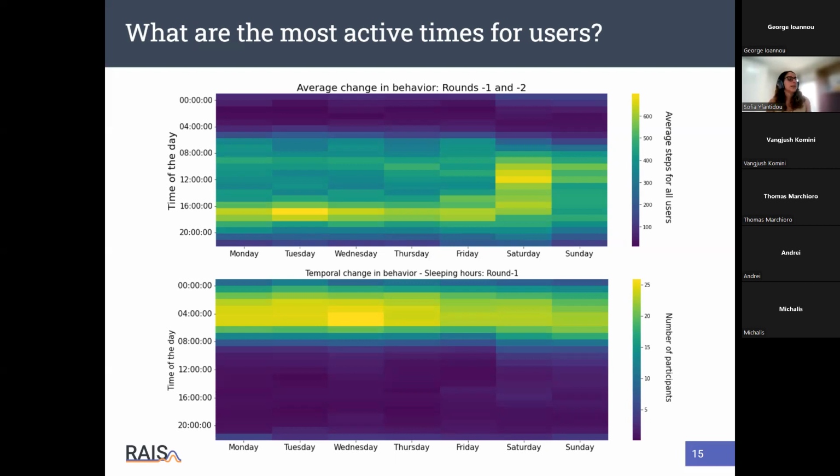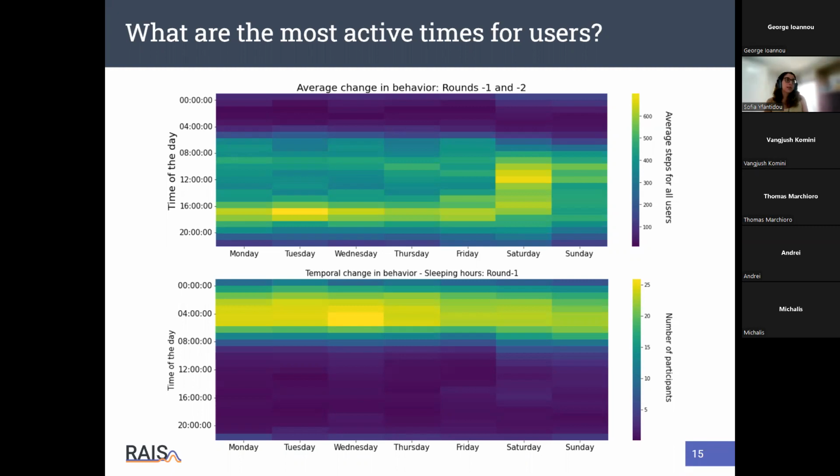Here we notice two things in the first diagram. First of all, the most active time of the day in terms of walking for the users is just after work, so between 5 and 6 o'clock, 5 and 7 o'clock. The most active time is denoted by yellow. Also, we notice that this behavior changes in the weekend, specifically Saturday afternoon is an equally active time, whereas Sunday is a more chill time for the users.